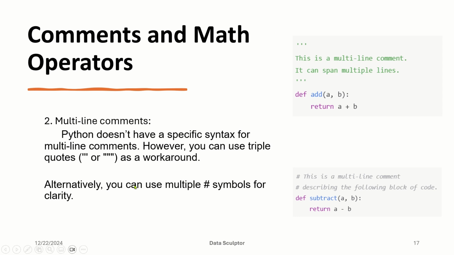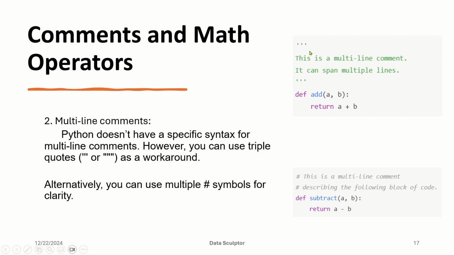So if you want to write multiple lines of comment, Python basically doesn't have a specific syntax, but you can use triple quotes, either single quotes or double quotes, as a workaround. So if you see here, this is a multi-line comment. It can span multiple lines. So if you want to write multiple lines, you start that particular comment with a triple quote, either single or double, and end it with a triple quote.